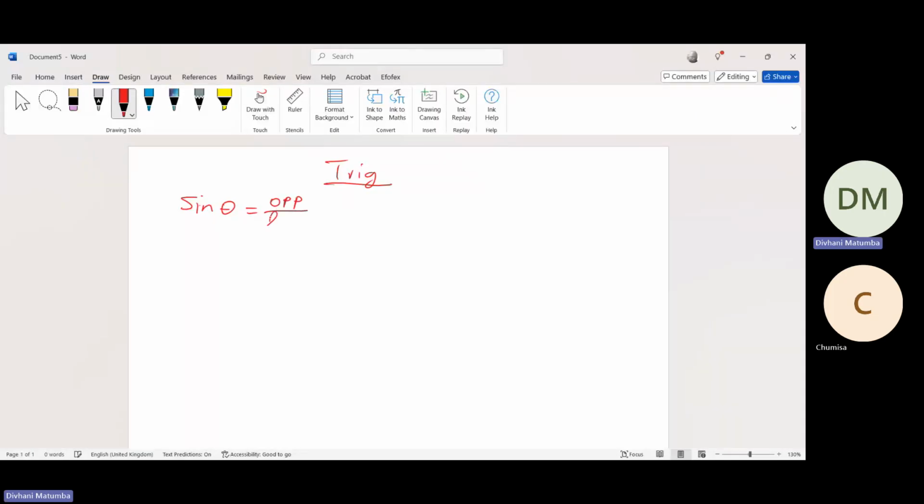Sine is opposite over hypotenuse. The cos of theta is given by adjacent over hypotenuse. And the tan of theta is given by opposite over adjacent.